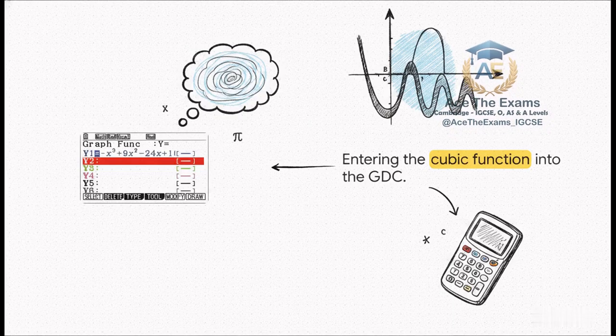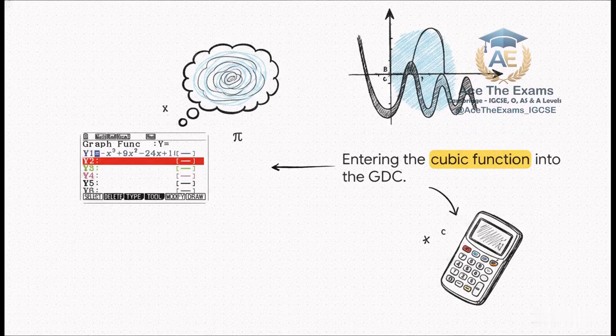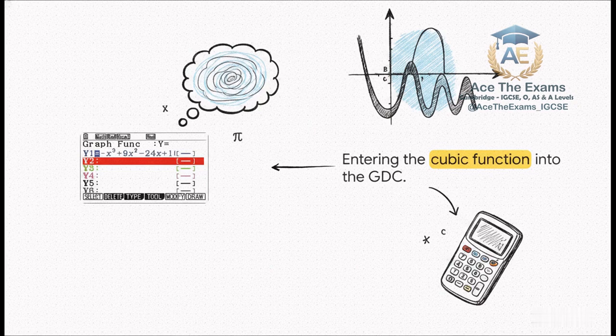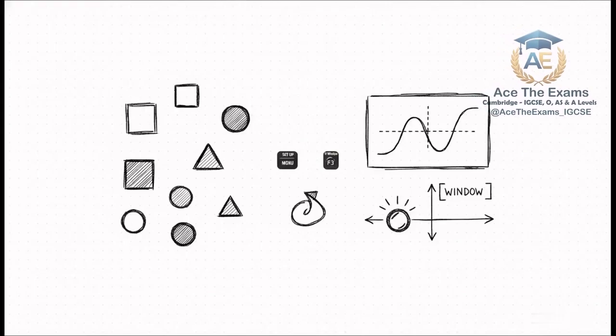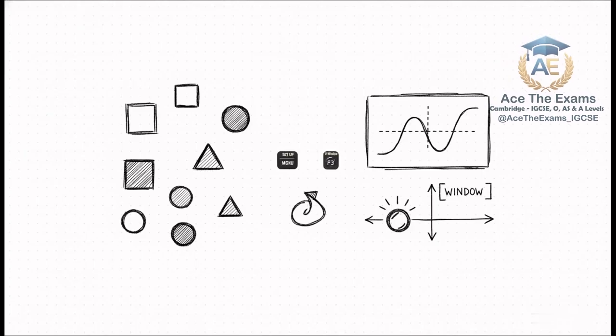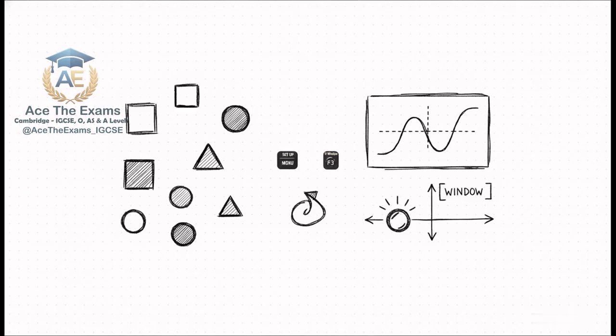But with your GDC, you just switch over to graphing mode, carefully punch in that exact equation line by line, and boom, the calculator handles the heavy lifting instantly. But, and this is a really critical detail, sometimes you hit graph and you just get a totally blank screen, or maybe just a weird, unhelpful straight line.